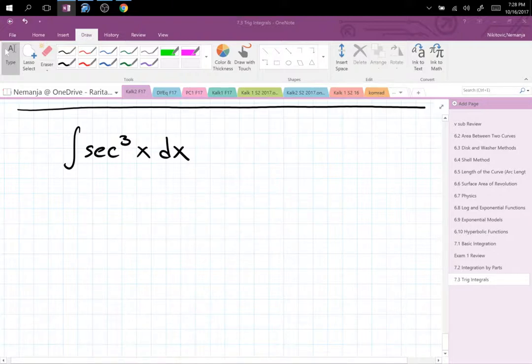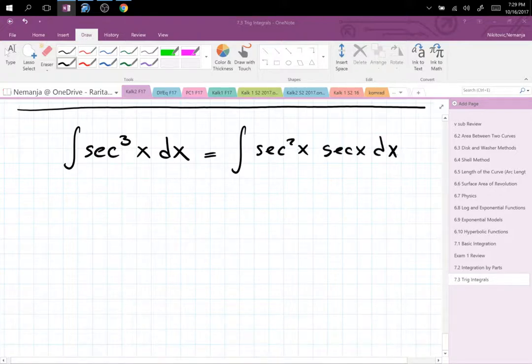This is the left versus right, all right? So you have secant squared x, secant x dx, and then you unleash integration by parts. And integration by parts on this one solves the problem.